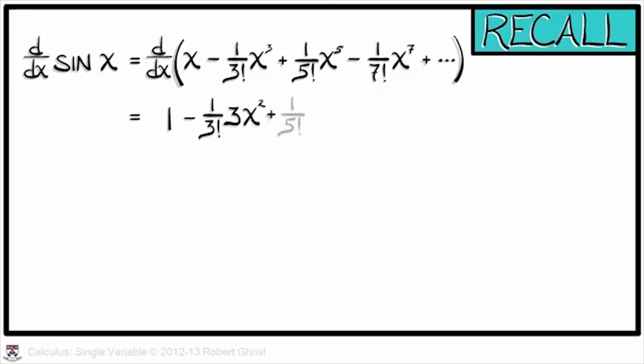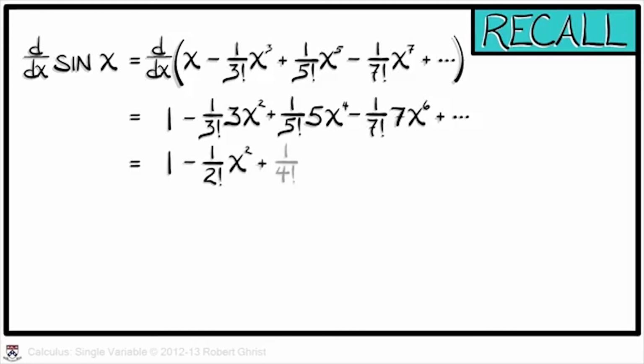The derivative of x is 1. The derivative of x cubed is 3x squared. We must divide this by 3 factorial. The derivative of x to the 5th and x to the 7th follow the familiar pattern. With a little bit of cancellation of the coefficients, what do we see? Well, we get 1 minus x squared over 2 factorial plus x to the 4th over 4 factorial minus x to the 6th over 6 factorial, etc. This is an expression that we have very recently seen. This is our derived expression for the cosine of x.